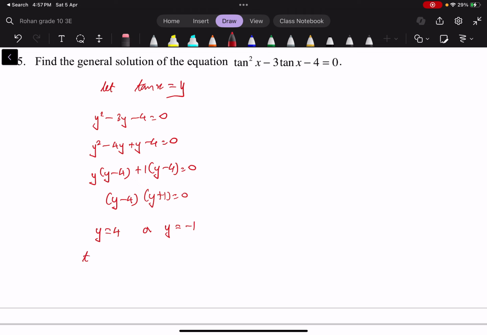So y is equal to 4 means tan x is equal to 4, or tan x is equal to minus 1. For 4, you have to use your calculator. Where is it positive? All, Silver, Tea, And Cups: T, A and T are positive here. So use your calculator and get this angle, and then do 180 plus that. In fact, for tan, you can just find one value and add n pi. Do it in radians.